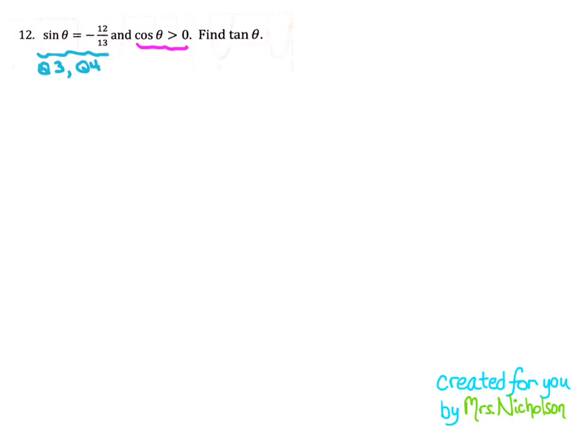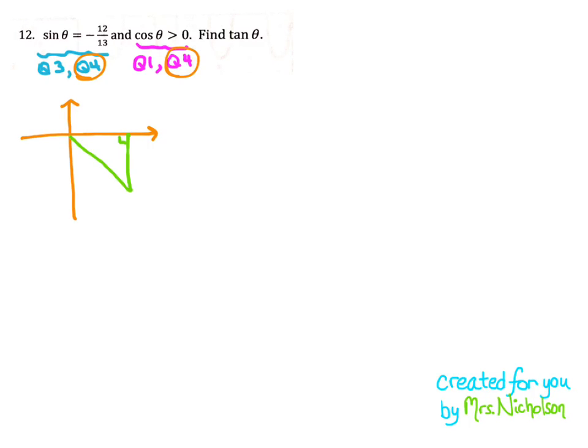Cosine greater than 0, that tells me that cosine is positive. And cosine, corresponding to the x coordinate, is positive in quadrant 1 and quadrant 4. And so the only place where both of those things are true is in quadrant 4. And so that means that that's where my angle is going to lie, in quadrant 4. So I'm going to draw a coordinate axis, and I'm going to draw an angle down here in quadrant 4. And then I'm also going to make my reference triangle. Remember, always drawing that reference triangle to the x-axis.